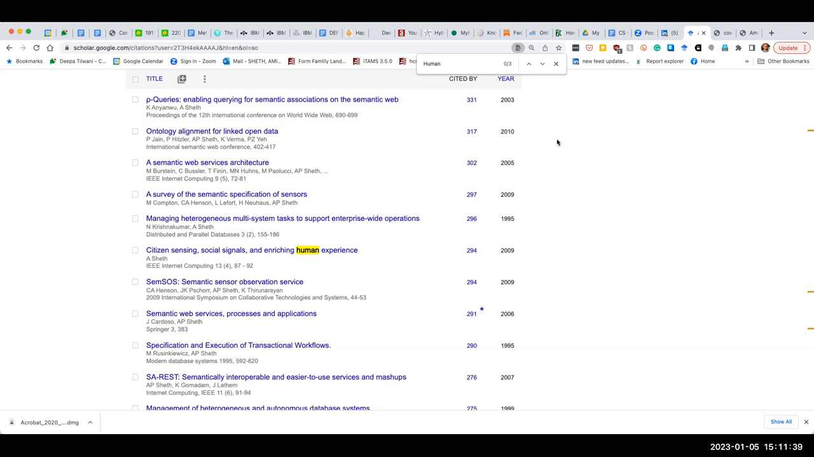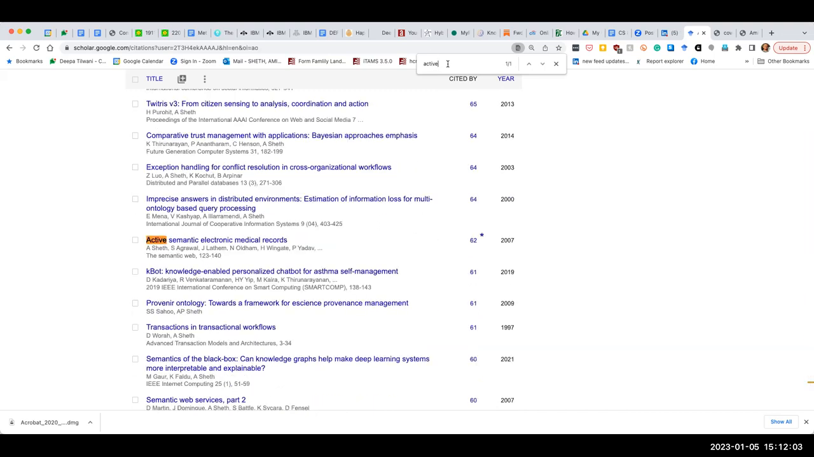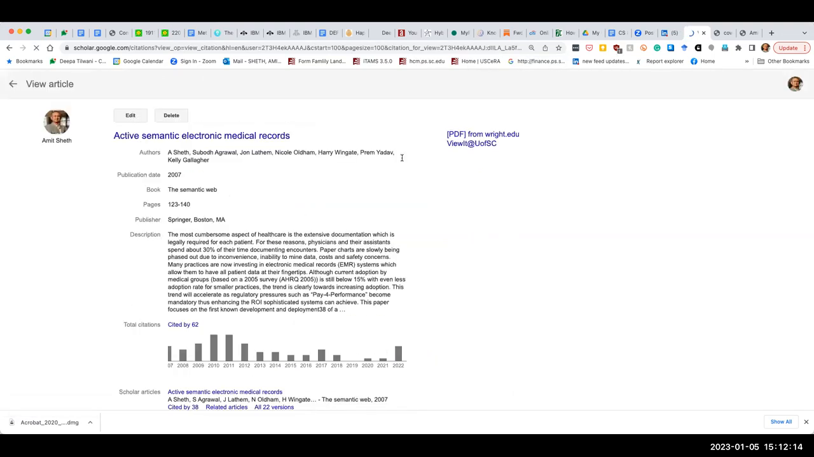So there's this work called Active Semantic Electronic Medical Record. Do you remember that diagram I showed where I had SNP 500 annotations? EMR, the electronic medical record system, is very, very well known. This paper says 2007, but there is a 2005 or 2006 version of it. Let me see if it is there.